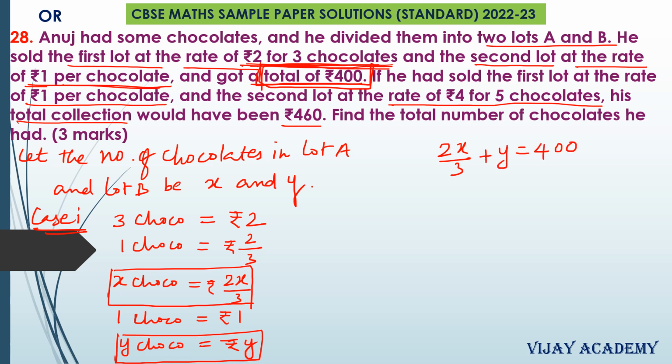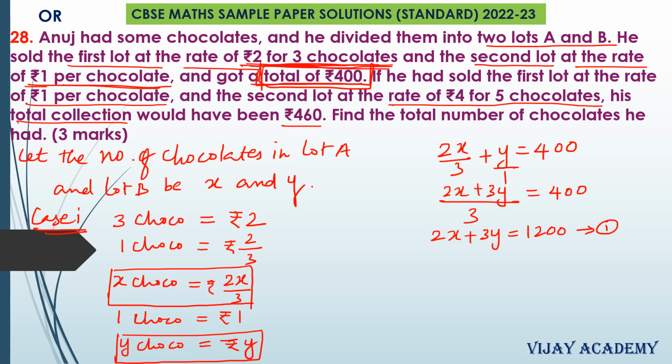Let us simplify this by taking the LCM. The LCM of 3 and 1 is 3. Therefore, we can rewrite this as 2x plus 3y equals 400. Transpose 3 to the RHS, we get 2x plus 3y equals 1200. Take this as equation 1. Now let's move on to case 2.